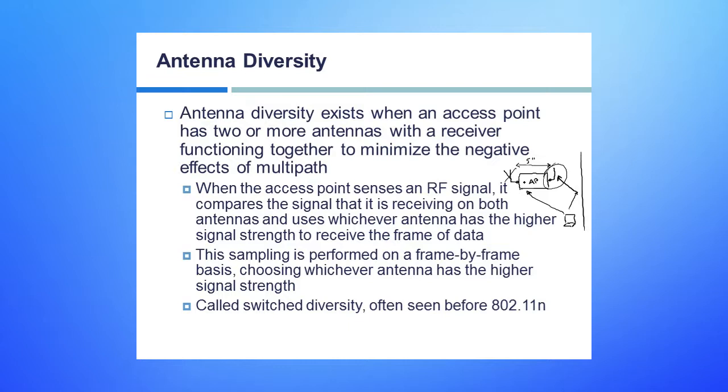So it's constantly comparing the signals from both antennas, and it'll use whichever one of them has the best signal strength to receive that frame of data. And it's amazing to me that they're doing this frame by frame, choosing whichever one has the signal strength. And it's what we called switch diversity, and it was something we saw before the 802.11 standard came in, where we actually want to use multiple antennas to improve the performance.